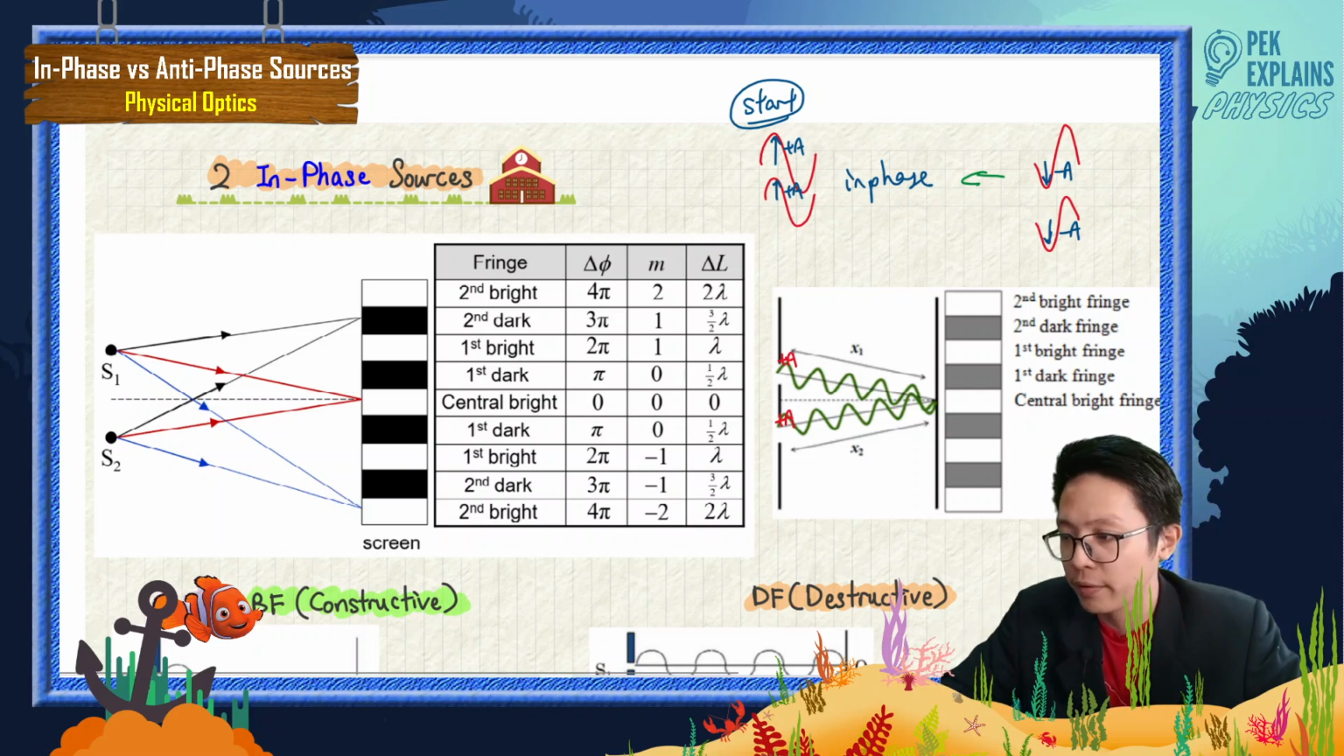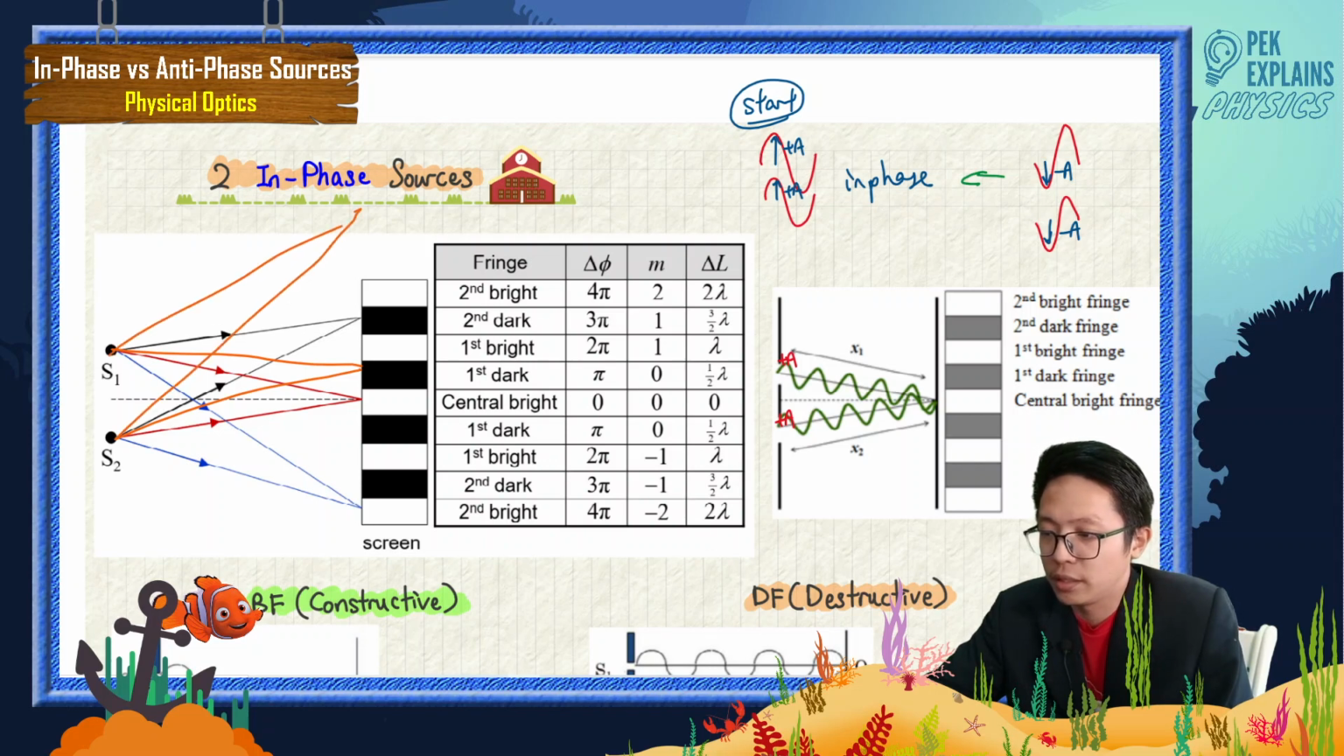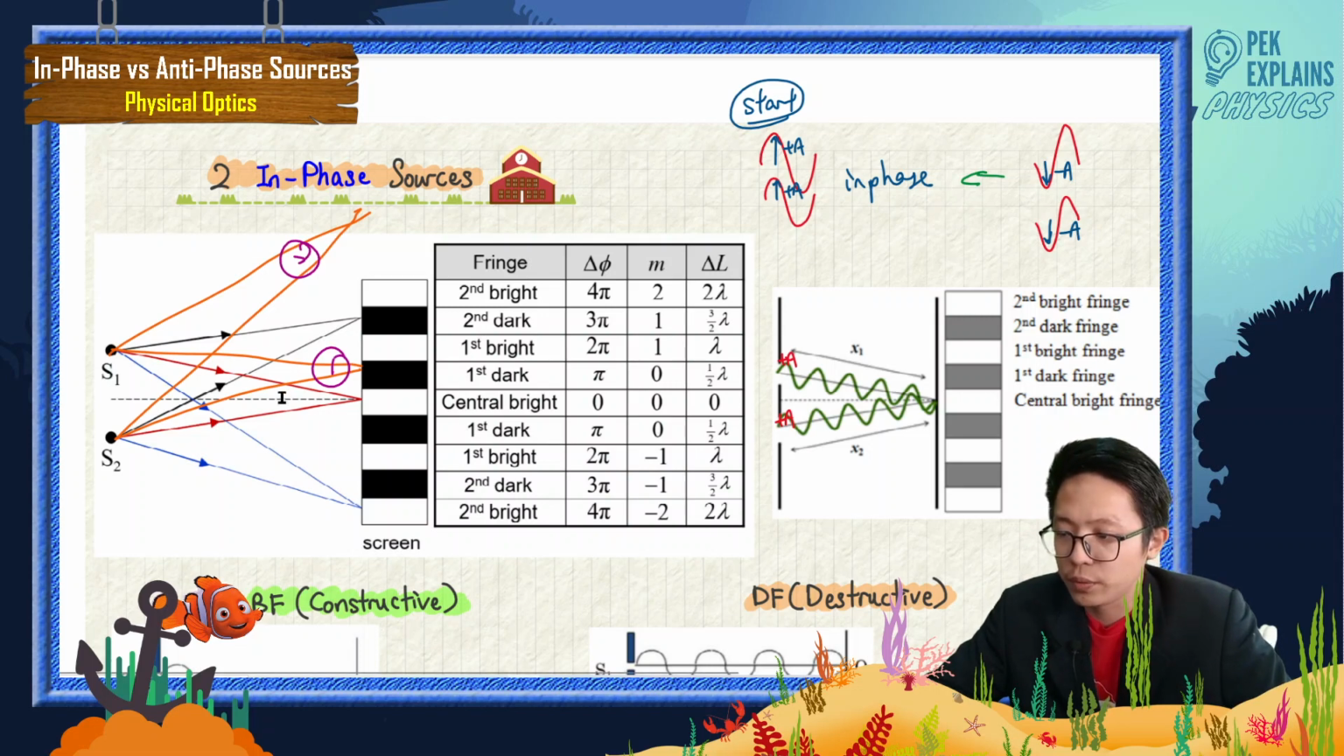If you compare, for example, this one and this one, the first and the second. For the first wave, the path difference is, let's say, half lambda. But for the second wave, the path difference is not just half lambda, because S2 has to travel an even longer distance compared to the first position.